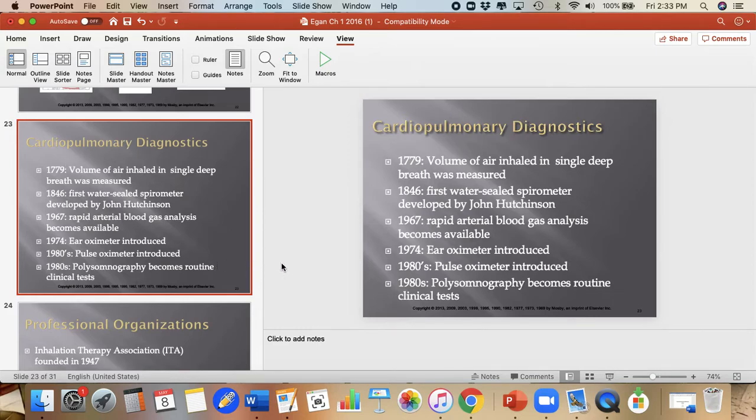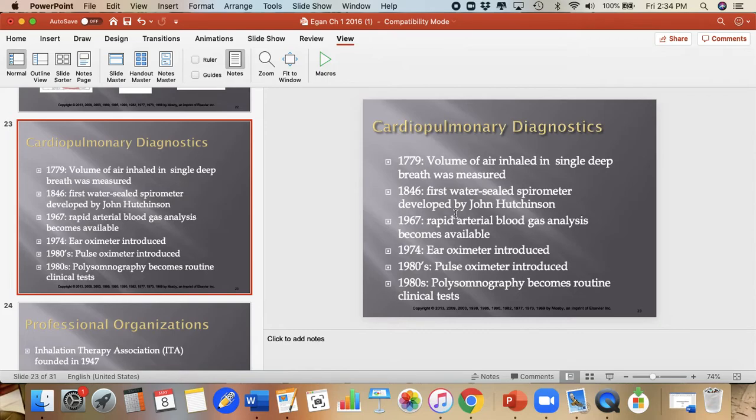So then we've got our diagnostic tools. We talked about the pulse oximeter a little bit earlier. We use that to determine the oxygen saturation in a patient's blood. But then we have these cardiopulmonary diagnostic tools as well. We've got spirometers that measure the, I'm pretty sure it's the volume of air. Yes, volume of air, sorry.